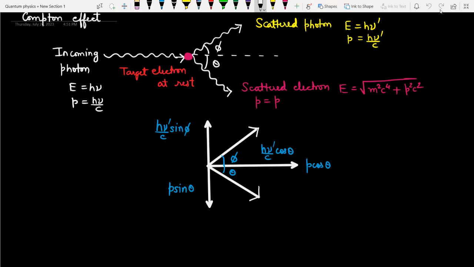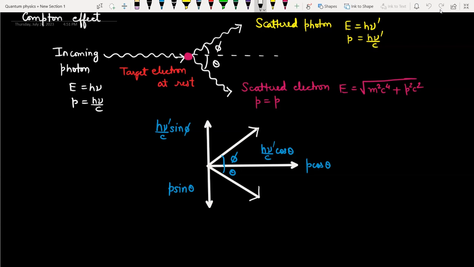In this experiment, there is an incoming photon, and when that incoming photon collides with the target electron, which we keep at rest, there is a shift in the wavelength of that incoming photon, and we wish to compute the change in that particular wavelength of the photon. So we assume that you have an incoming photon, you have an electron at rest, and that photon gets scattered at some angle phi, and the electron gets scattered at some angle theta.